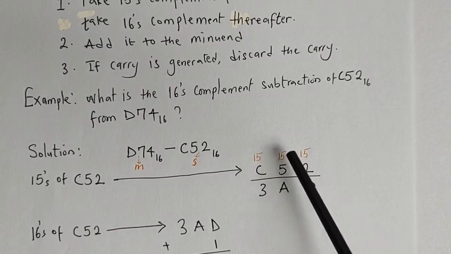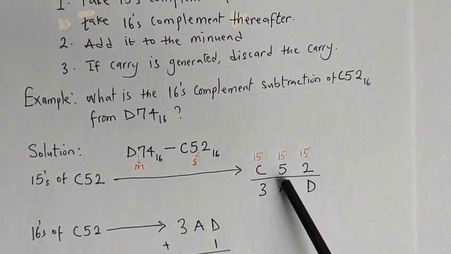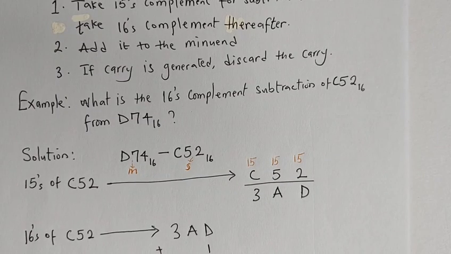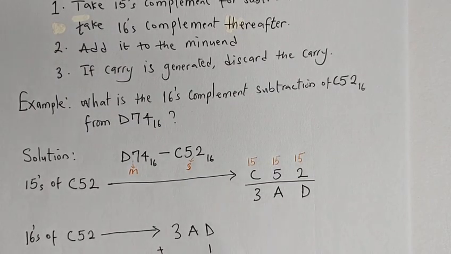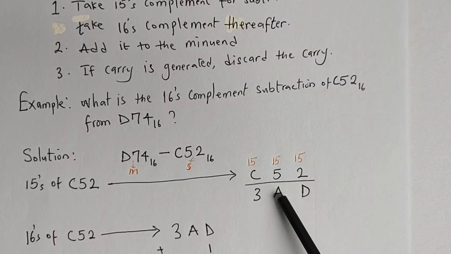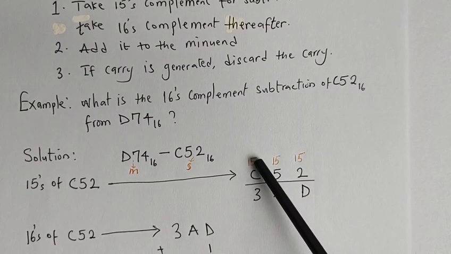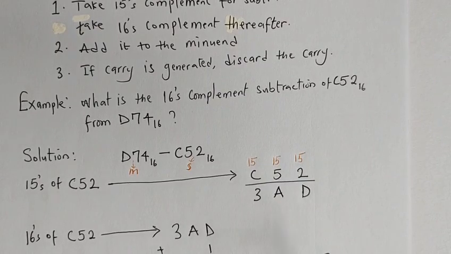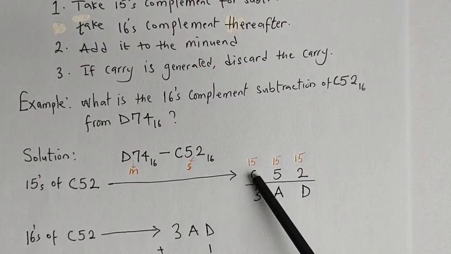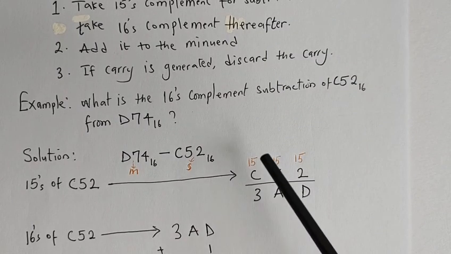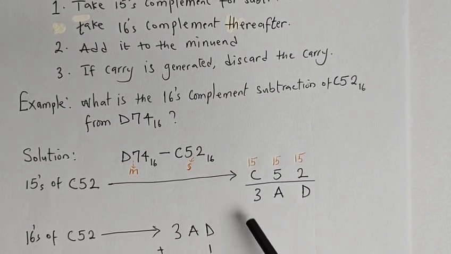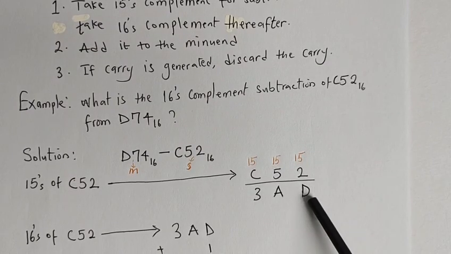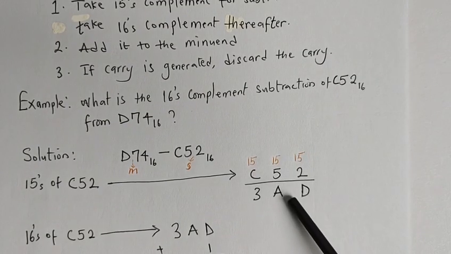Now move over to the next operation. 15 minus 5 is 10. But we cannot directly write 10. We have to write A, because 10 is equal to A in the hexadecimal number system table. Write A. Now we'll say 15 minus C is 3. Why? Because C in the hexadecimal number system table is 12. So 15 minus 12 will give us 3. So we have 3AD.